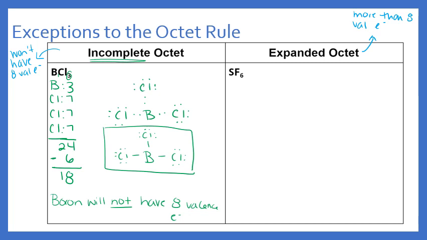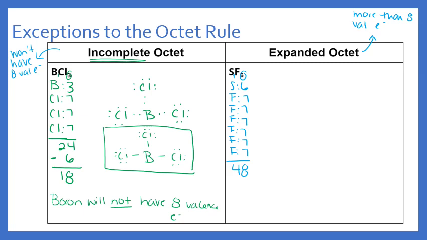For our expanded octet, same thing. We're going to list out our elements. So we have 1 sulfur and 6 fluorines. 1, 2, 3, 4, 5, 6. Sulfur has 6 valence electrons and all the fluorines have 7. 7, 7, 7, 7, 7, 7, which gives us a total of 48 electrons.